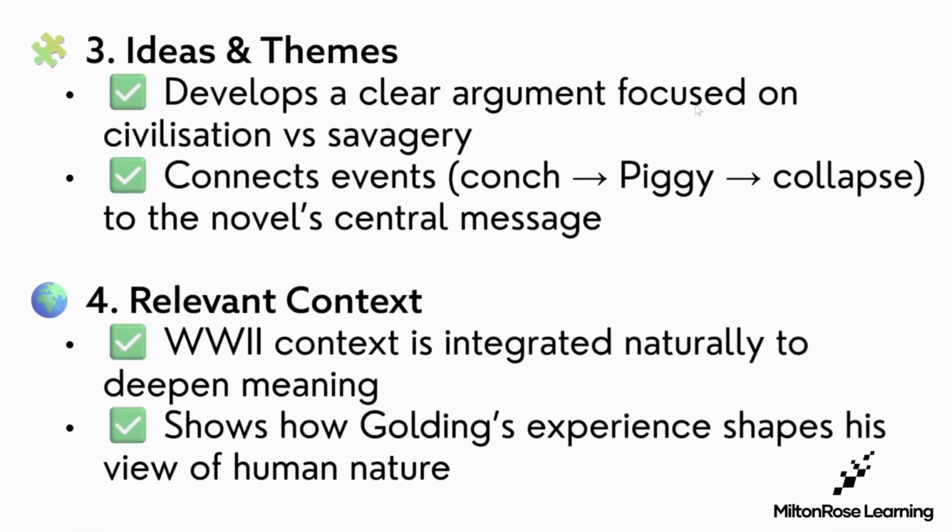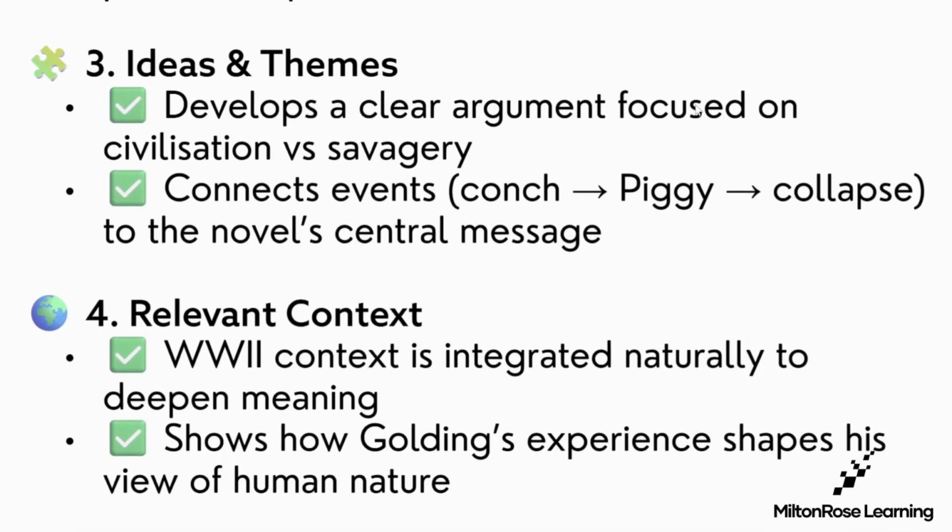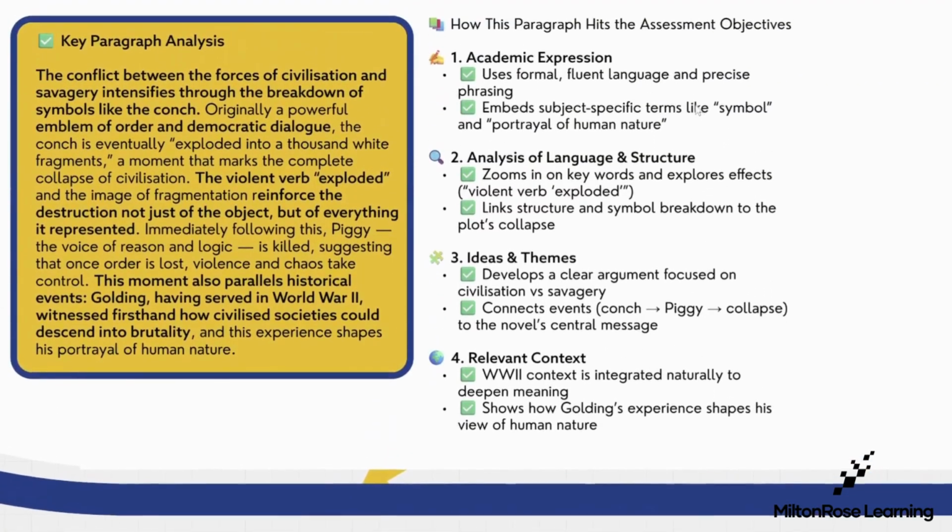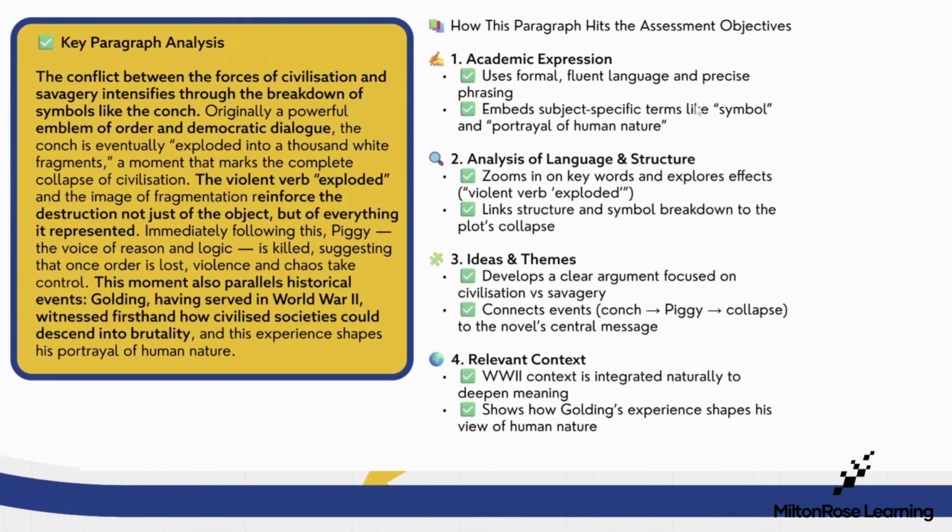And then context, well, there was the bit at the end, wasn't there? You had World War II context integrated naturally to deepen the meaning. Golding's experiences in World War II and how they affected him when he started to write. So it shows his experience and how it shapes his view of human nature and the animus dominandi, as I've said a few times. So it's clearly hitting those assessment objectives, to be honest, very nicely. It would need to do that throughout loads of other paragraphs to get the marks, but it's well on the way to doing really, really well.